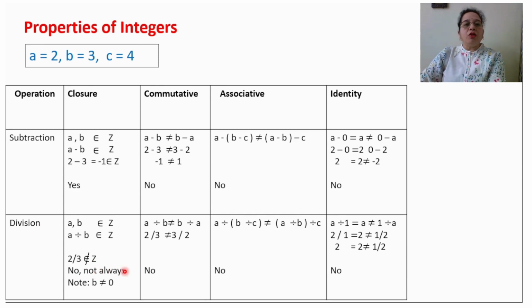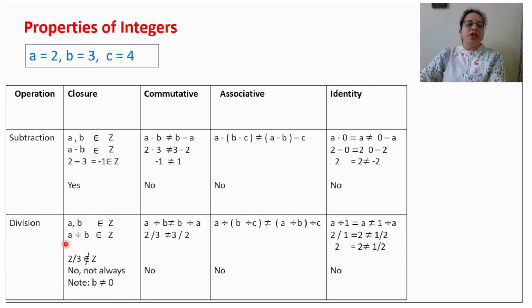Not always, I have written here, because sometimes, if your number in place of 2 is 6, then 6 divided by 3 will give you 2. But every time you will not get the quotient as an integer. Sometimes you may get it, sometimes you may not. It depends upon the number. So we can say that no, we cannot observe closure property in division of integers every time.